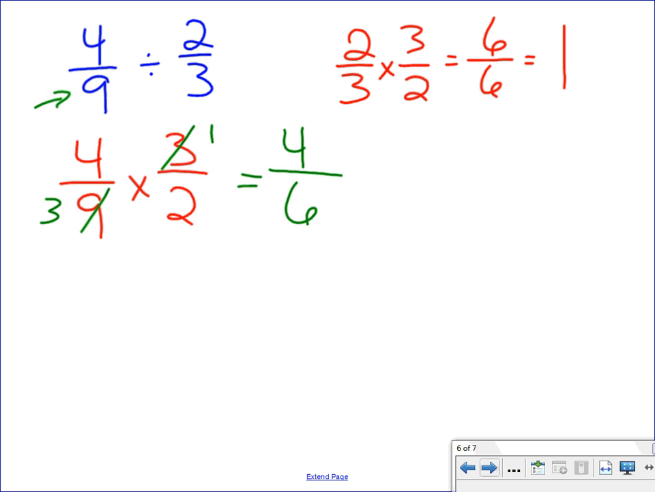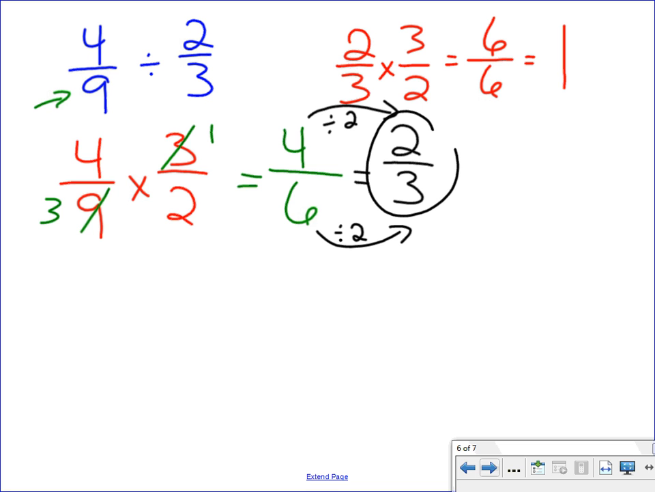Simplest form? No, not quite. You can divide 4 and 6 by the same number, which is 2. 4 divided by 2 is 2. 6 divided by 2 is 3. And my answer then is 2/3. Okay. Again, double check. Make sure you started with this problem right there. Also, make sure you simplify too. You still have to have answers in simplest form.